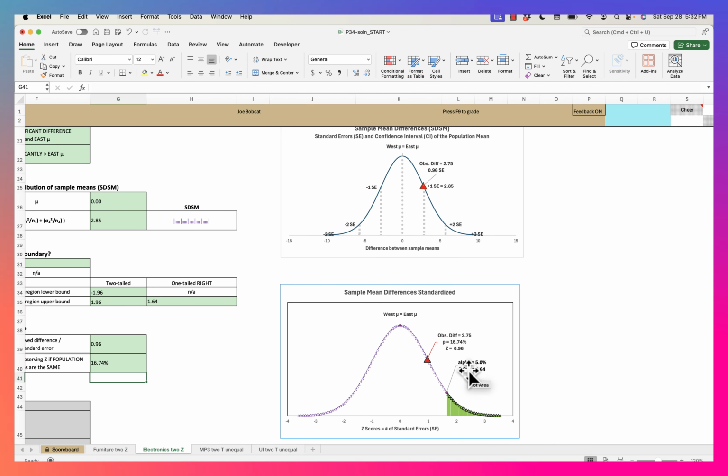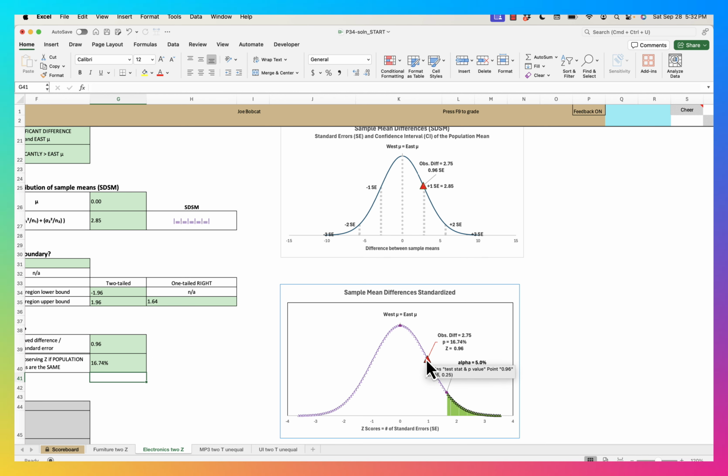So there's the z critical, there's the 1.64, right, corresponding to 5% alpha. Here's our observation out here. The observed difference was 2.75, we saw that here. The probability is 16.74%, z-score 0.96. So we are clearly not in the rejection region, so we are going to fail to reject.